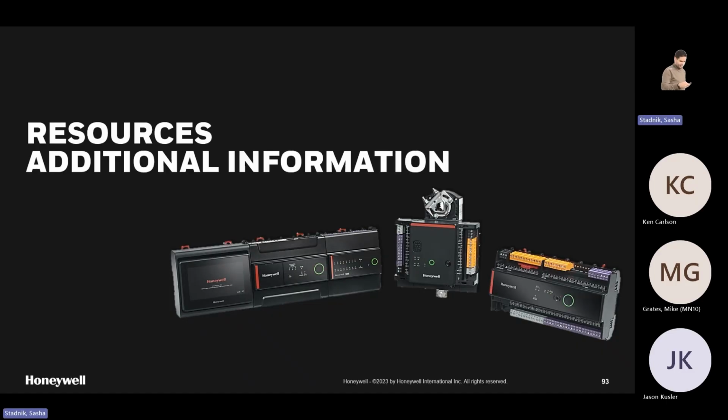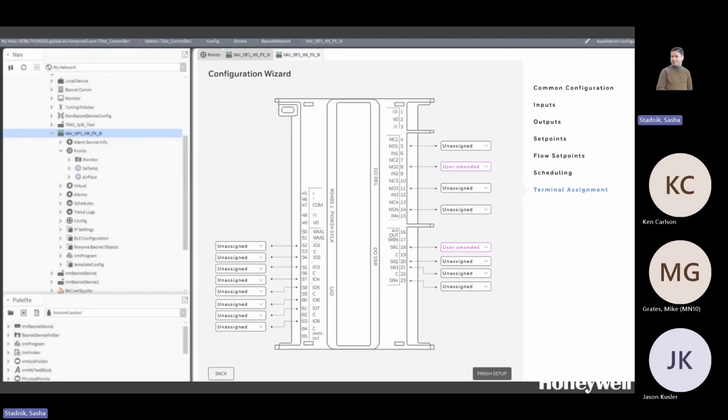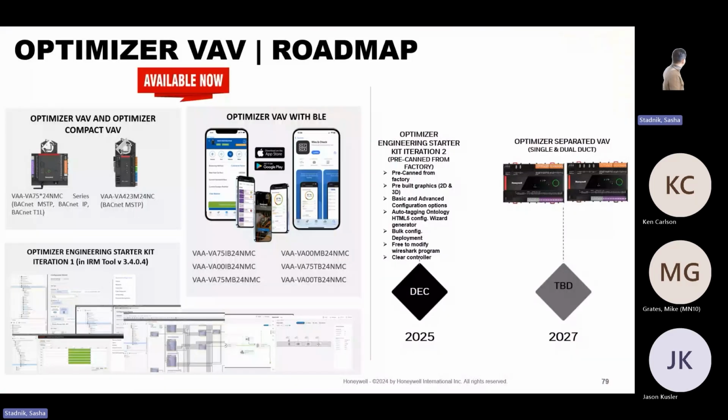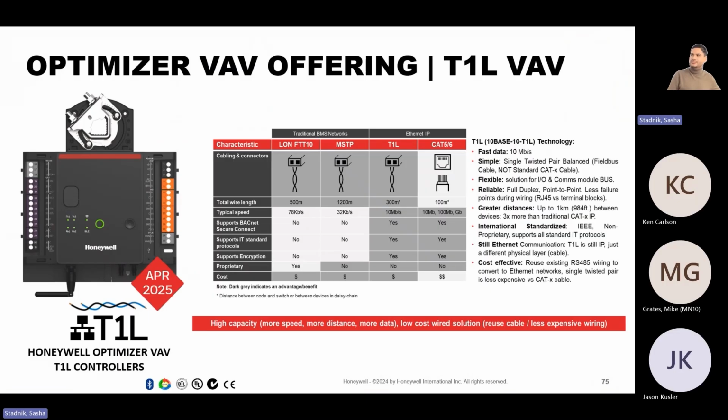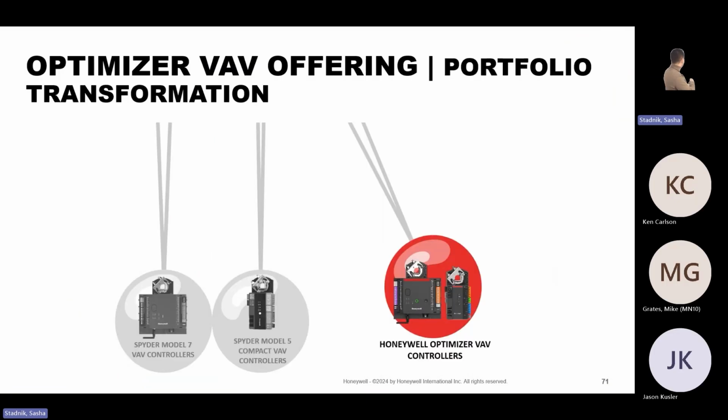Okay. Questions regarding that one? No? Just basically the same. I'll go back really quick to the VAV. So the VAV controller, just FYI, at the beginning of this year, we phased out the Spyder Model 5 VAV and the Spyder Model 7 VAV controller. We rebranded it as Optimizer, black color, right? That is the blackish thing that you see here.